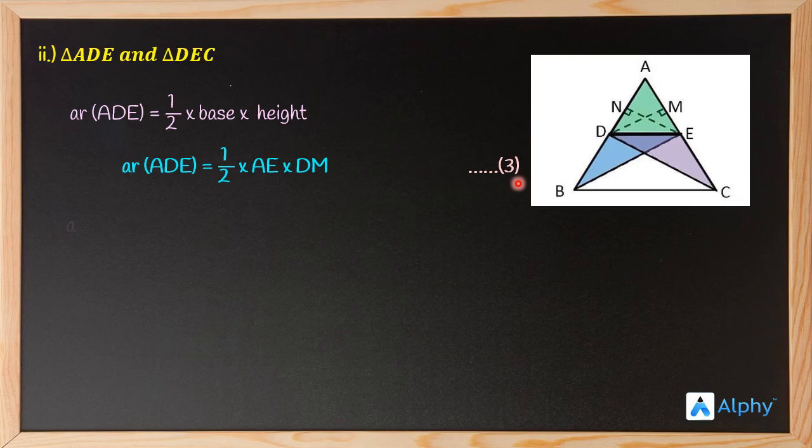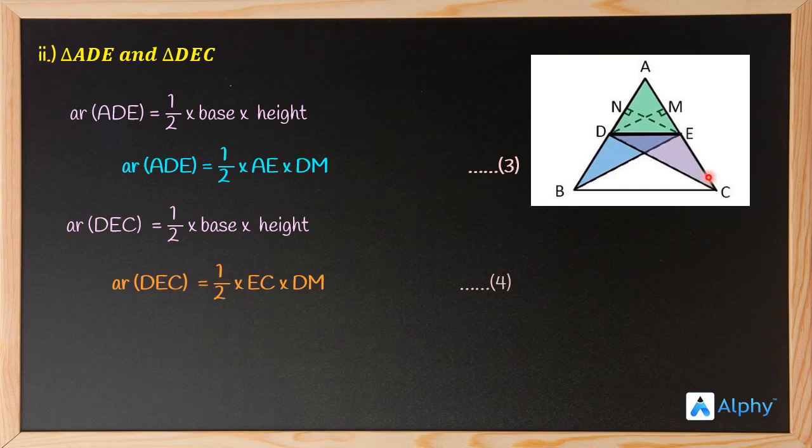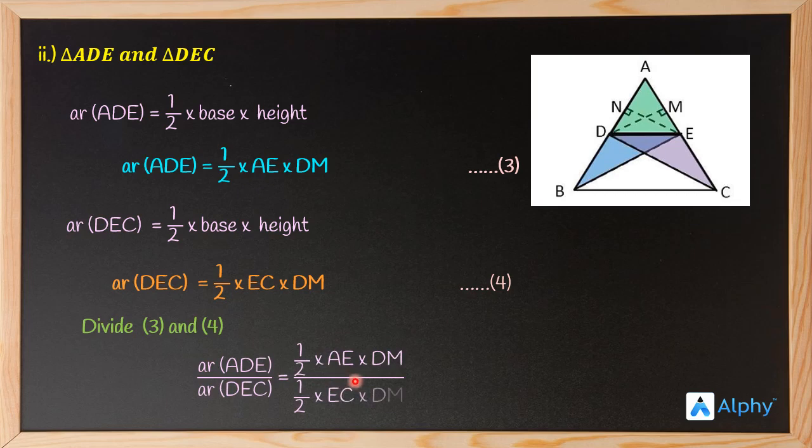Now if we look at the triangle DEC, the area would be half into base into height. Here the base would be given by EC and its height would be given by DM. So we get half into EC into DM, and we mark this equation as equation number 4. For further simplification, if we divide both the areas, we will get half into AE into DM by half into EC into DM. Half into DM gets cancelled out in both the areas, so we are left with AE by EC, and we mark this equation as equation number B.